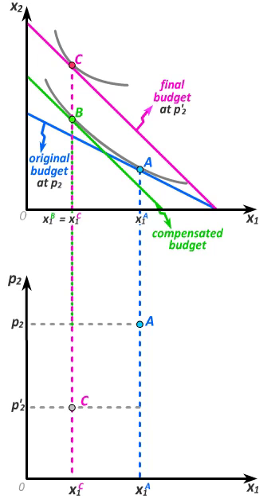Bundle B lies on the green compensated budget, which has the same slope as the magenta budget, and therefore the same price for good 2. Thus, when we drop point B down to the lower graph, it also happens at the lower price P2 prime. And since we've assumed that x1 is a quasi-linear good, it happens at the same quantity as bundle C. In the lower graph, points B and C therefore become the same point.